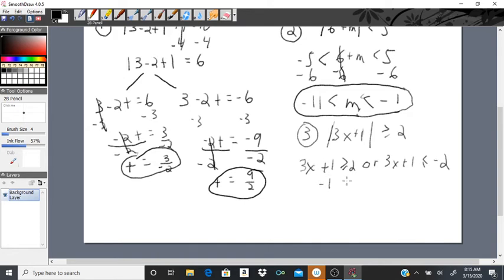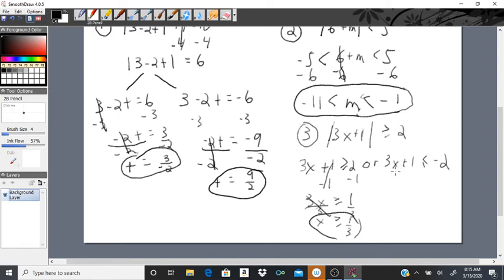So minus 1 on both sides. That's gone. 3x is greater or equal to 1. Divide by 3 on both sides, and x is greater or equal to 1/3. I'm running out of room, so pardon me. Greater or equal to 1/3.